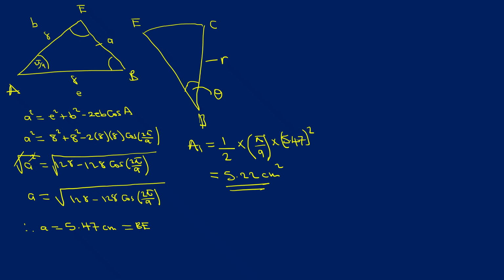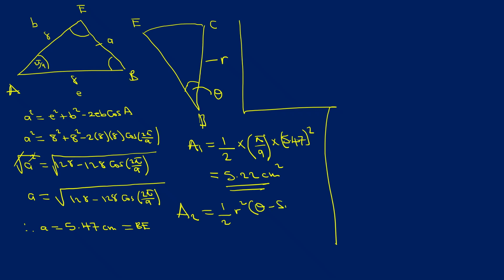The area of the sector BCE. So we have found A1. We have worked out A1. We are supposed to find A2. Remember what we said A2 is? A2 is half r squared, open brackets, theta minus sine theta, close brackets. This is what we said A2 is.